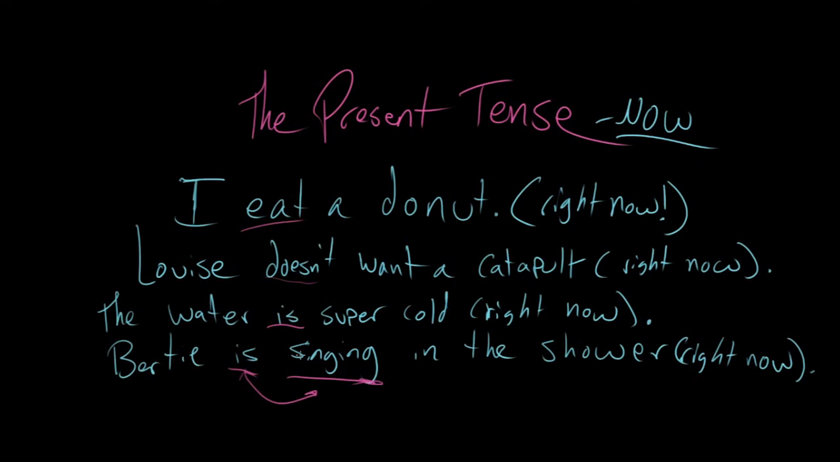So yeah, those are two of the ways to form the present. If the verb is kind of unadorned, if it's kind of plain, I eat a donut, not I was eating a donut, or I ate a donut, or I will eat a donut, just I eat a donut. If it's just sort of on its own like this, it's probably going to be in the present tense. Likewise, if you see the word is and then ing, that also means it's in the present tense. That's what you got to know about the present tense.